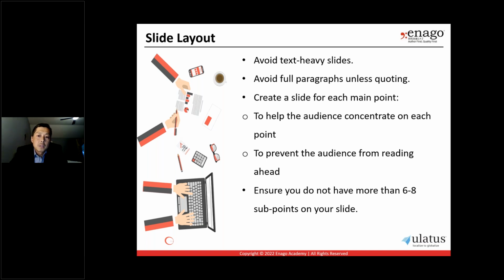And make sure you just create a slide for each main point that you have, right? So we already talked about focusing on main points. So just one slide per point to keep the audience concentrated on each point. And it prevents people from reading ahead, because whatever you put on the slide, people will read it. And if you want to put full text on the slides, you put it and just leave it there and give people time to read, okay? If that's not the case, which I do not recommend, just use bullet points, and do not go more than 6 to 8 points per slide.